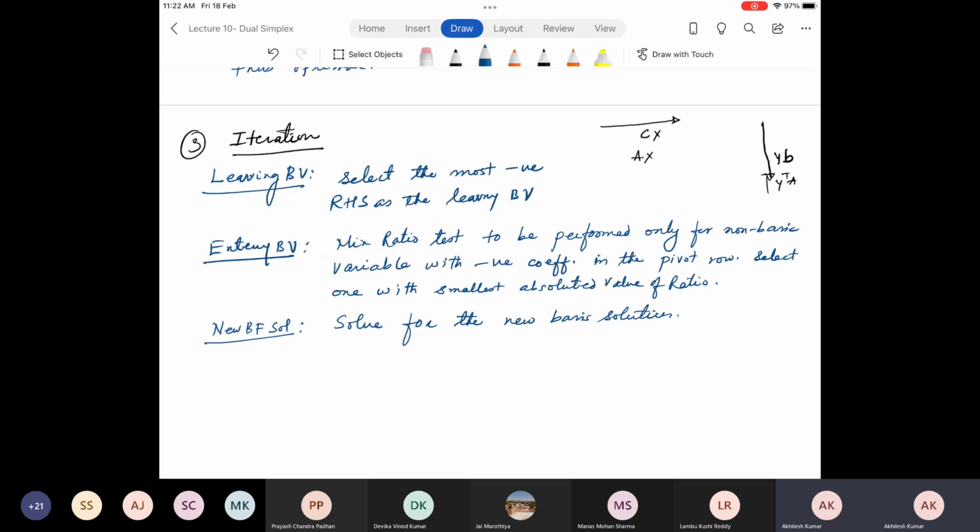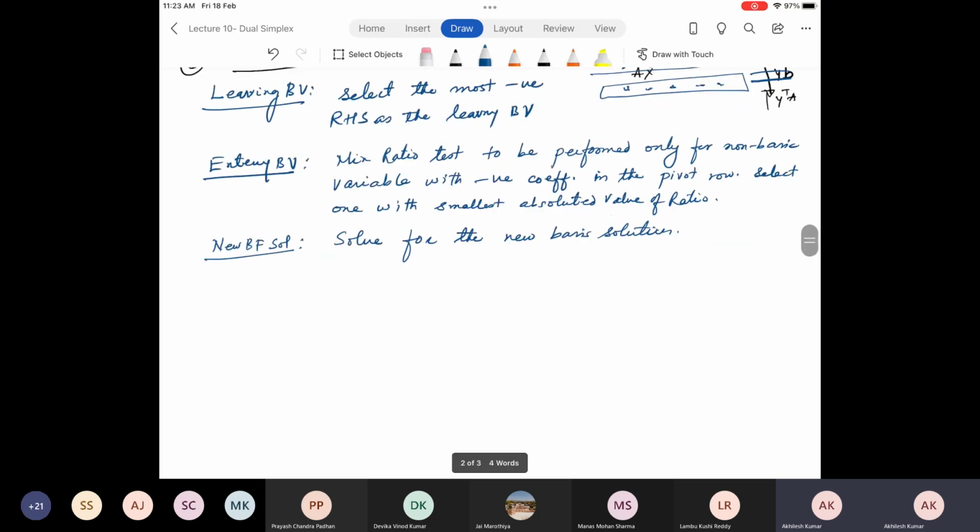So once again, for the leaving basic variable, we'll look at the right hand side instead of the 0th row. Earlier we were looking at the 0th row for the entering basic variable. Now we look at the right hand side, and the most negative value will leave the basis. For the entering basic variable, suppose this is the pivot row, the ratio is calculated between the g row coefficient and this pivot row coefficient, only for non-basic variables with negative coefficients. Let's try to solve it.